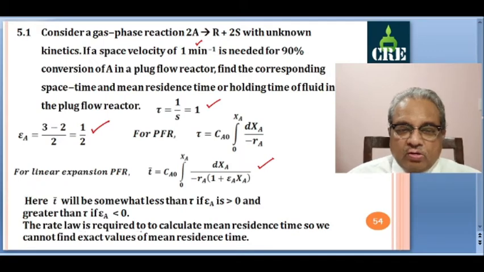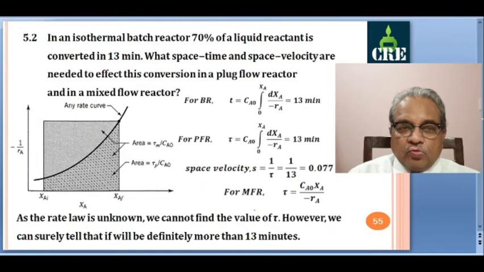So the rate law is required to calculate this minus Ra value; we need it to calculate T bar. Only we can say it will be somewhat less than tau if epsilon is greater than 0. It will be somewhat greater than tau if epsilon A is less than 0. In absence of rate law, we cannot find the exact values of the mean residence time. We can say something qualitatively. Quantitative determination is not possible because kinetics is unknown.